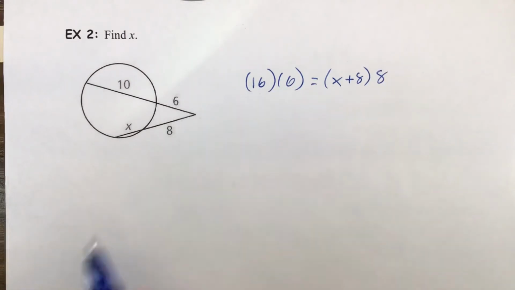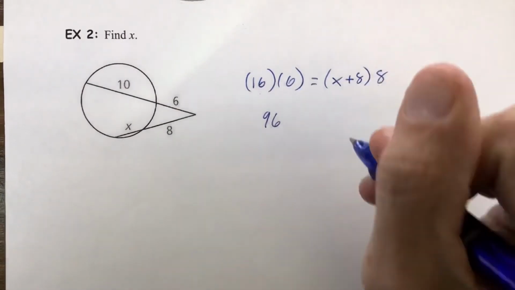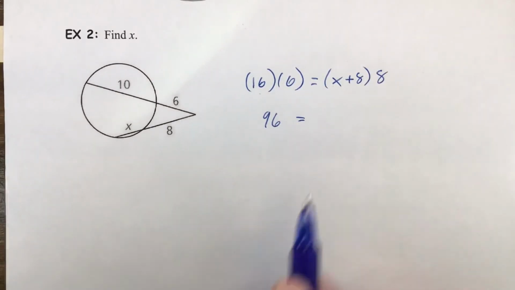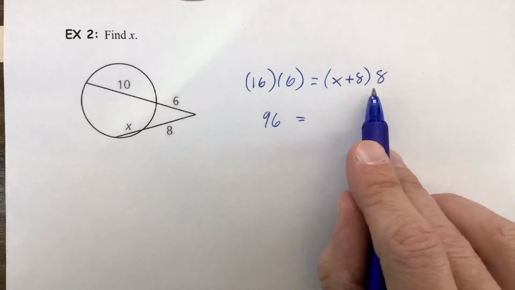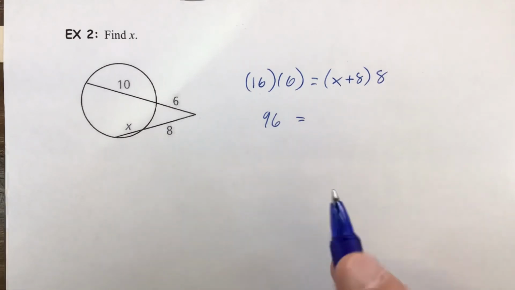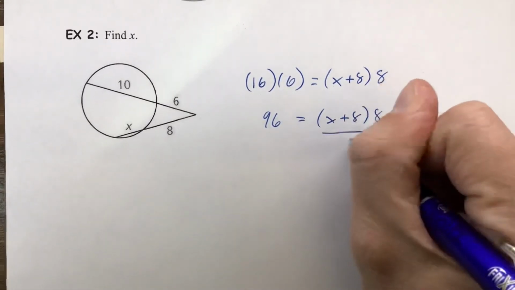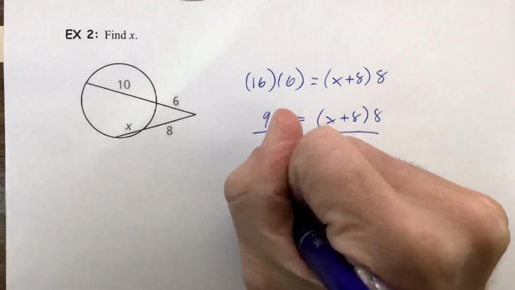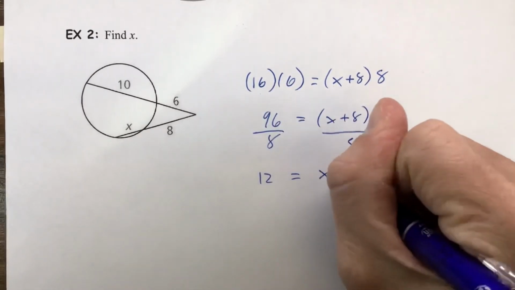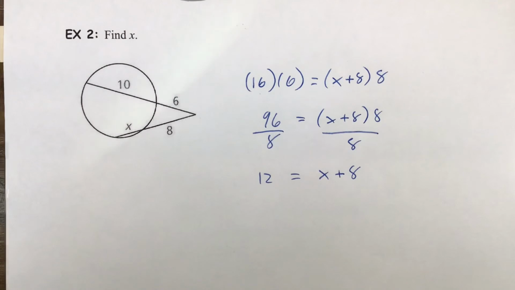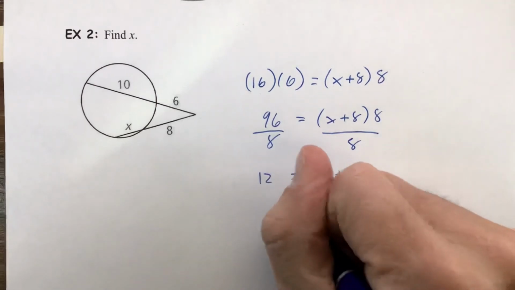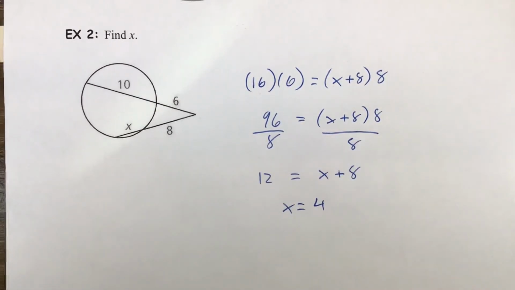16 times 6, you can simplify that as 96. You could distribute the 8 in if you want. However, because 8 is just a factor on that side, if you want to, you could actually just divide it into the 96. Divide out the 8 here, which is going to give you 12, and 12 is equal to x plus 8. Okay, and that could be a little bit faster than distributing, subtracting, and then dividing. From here, we can figure out by subtracting 8 that x is going to be equal to 4.